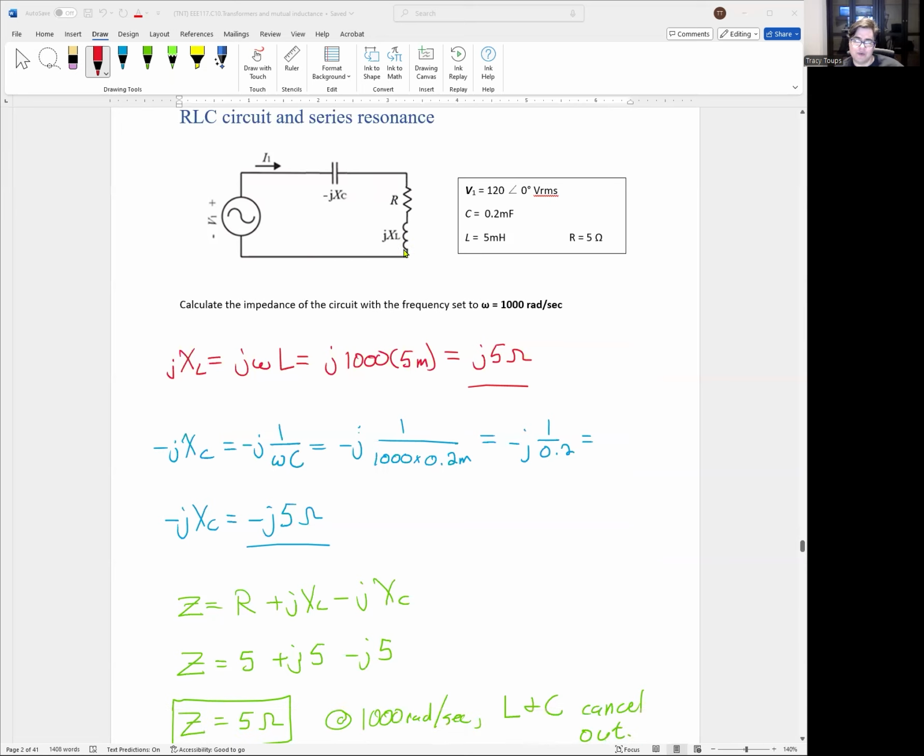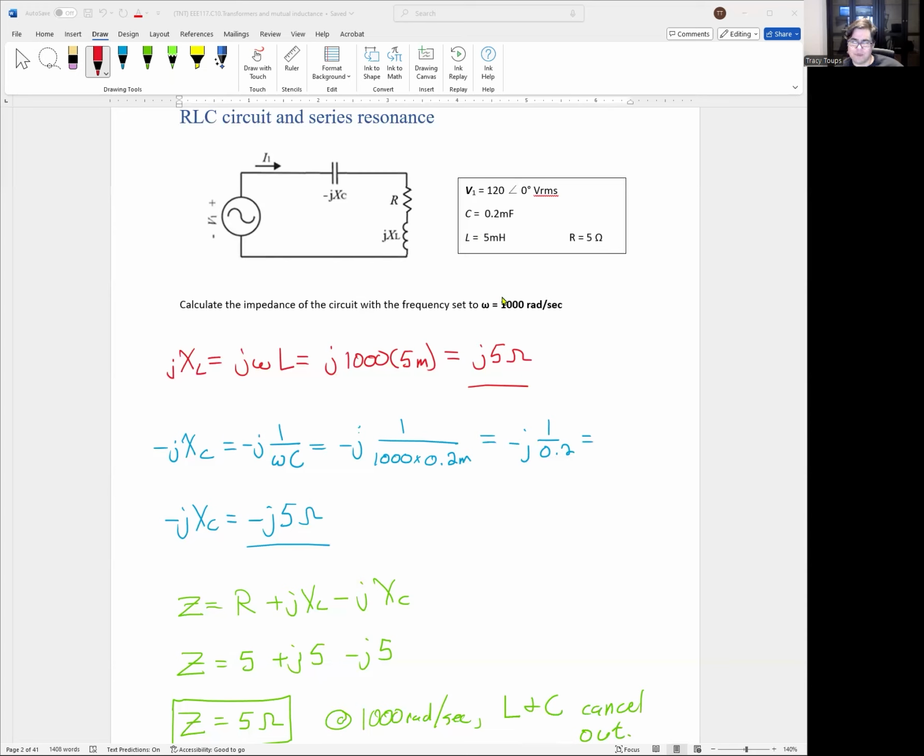So here we're going to do a little example problem where we have a voltage source, 120 volts, angle 0 degrees RMS. Capacitance is C equals 0.2 millifarads. The inductor L is 5 millihenries, and the resistor is 5 ohms.